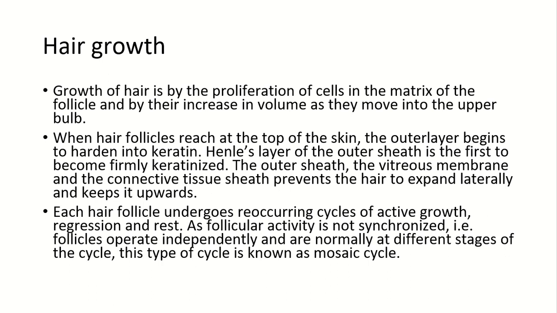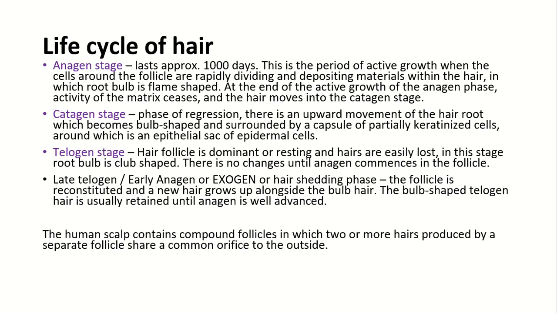Each hair follicle undergoes recurring cycles of active growth, regression and rest. So this cycle has three phases: growth, regression and rest. Follicular activity is not synchronized, meaning not every hair is in the same phase of the growth cycle, and this type of cycle is known as mosaic cycle. The life cycle of hair: anagen, catagen, telogen, exogen.